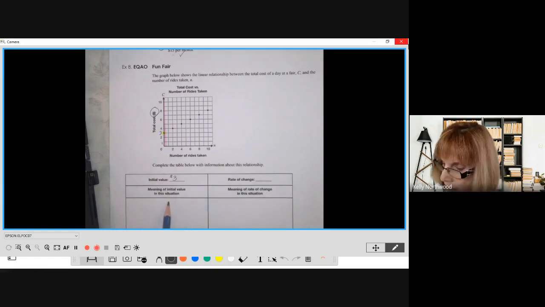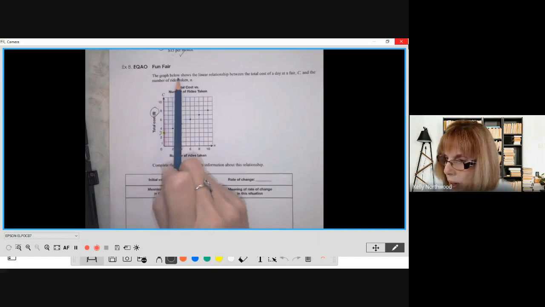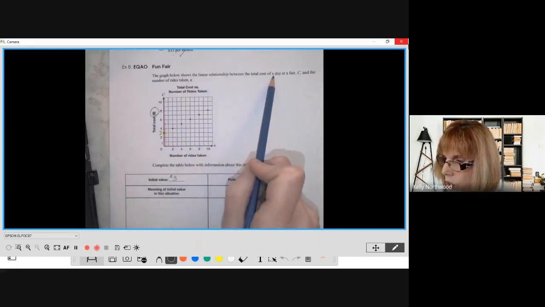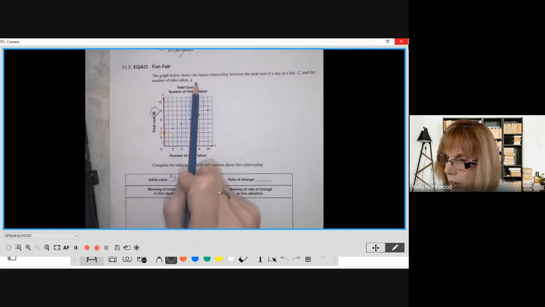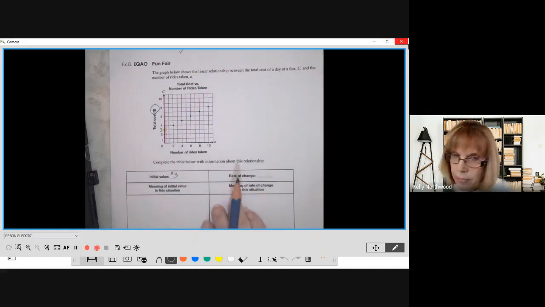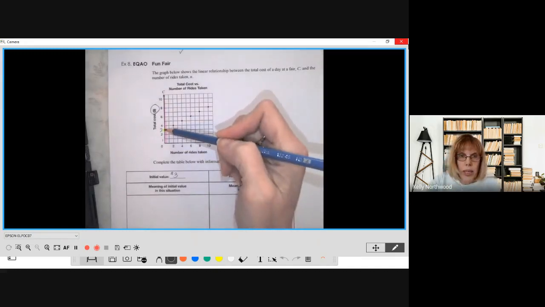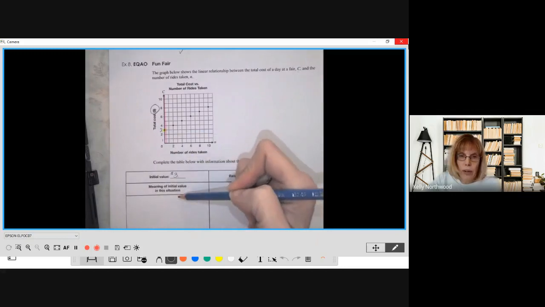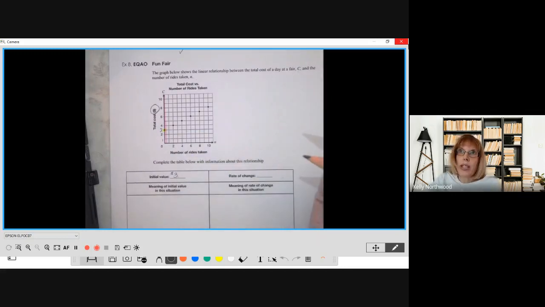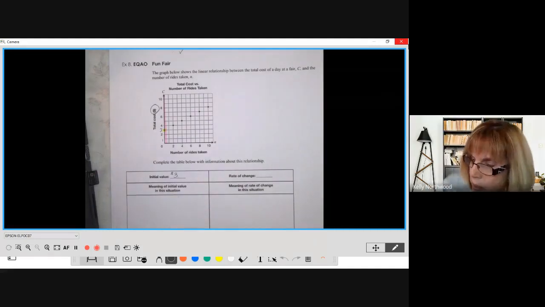And then it wants the meaning of the initial value. So I'm going to read through this again. The graph below shows the linear relationship between the total cost of a day at a fair and the number of rides taken. So you have to figure out what that $3 could be. And you can make it up as long as it makes sense with the situation. So if you go on no rides, it costs you $3. So that $3 could be for parking. It could be just to get in, just a grounds pass, like just to get in for the day. Okay. You can make it up. And as long as it makes sense with the situation, you'll be fine. So I'm going to pretend it's for parking.